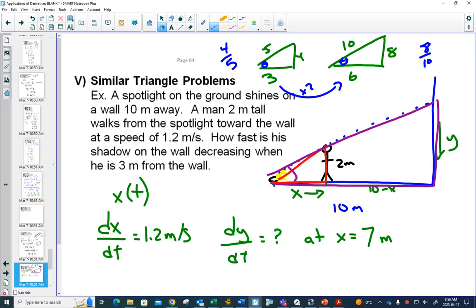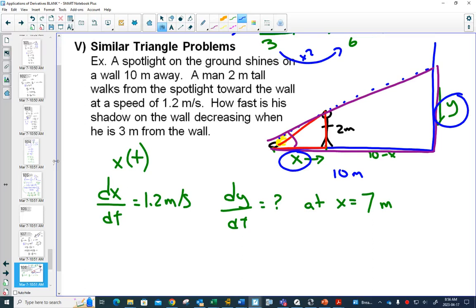What do I for sure want to do? I for sure want to make an equation that involves my y, and I for sure want to make an equation that involves my x. So when thinking about my similar triangles, I'm going to use the ratio of the vertical distance and the ratio of the horizontal distance. So in the small red triangle, if I do the height divided by the length, I would have 2 over x.